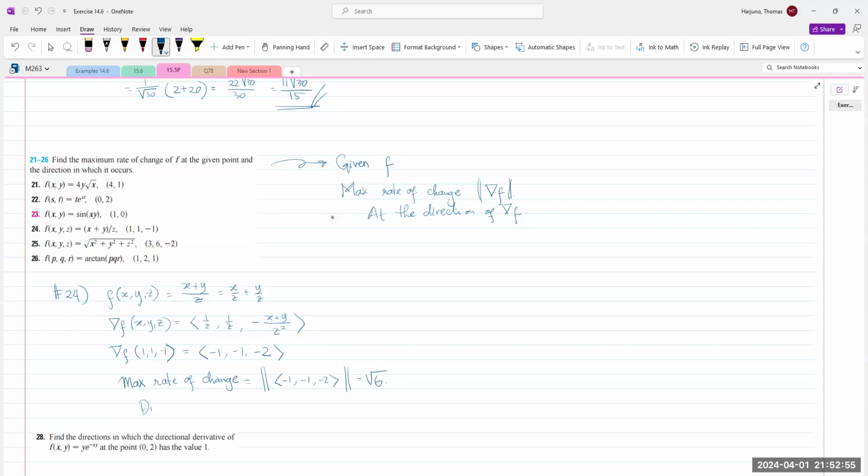Direction for maximum rate of change is that: 1 over square root of 6 times (-1, -1, -2). We need to make it a unit vector, right? Okay. That's for number 24.